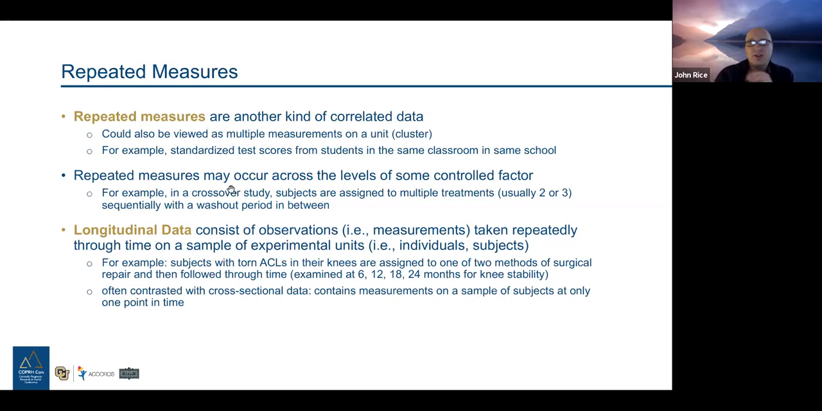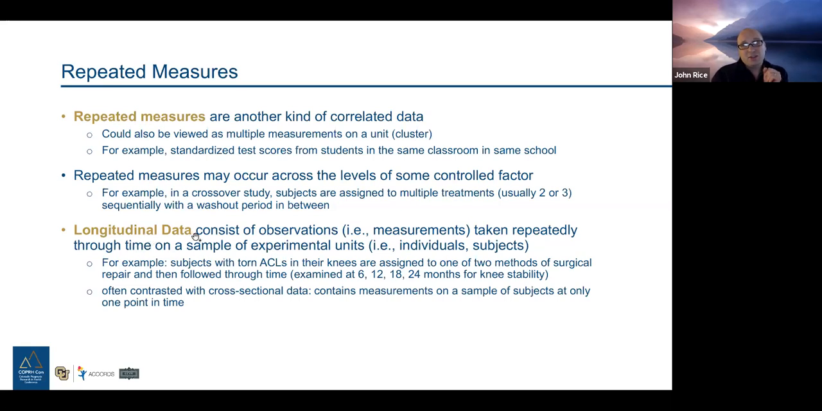Repeated measures can also occur across levels of a controlled factor. This would be something like a crossover study, when subjects each receive multiple treatments. This can be as few as two, or it could be more, sequentially with washout periods in between. This can be an efficient design because you're taking advantage of within subject correlations, and often you would want to randomize the order in which they receive these treatments.